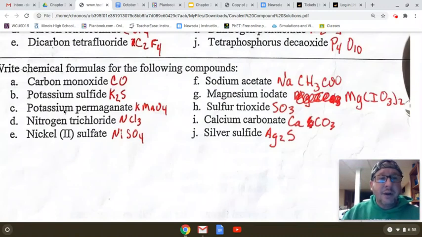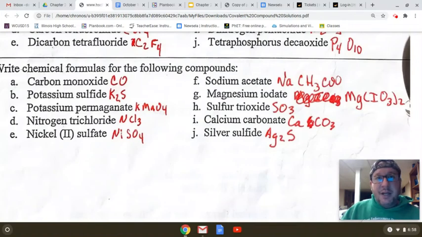C, potassium permanganate. Again, it's another metal and nonmetal, or I should say polyatomic ion. So potassium and permanganate. Again, permanganate is one of those polyatomic ions that you just need to put on flashcards. Potassium has a +1, permanganate has a -1, and so you don't have any subscripts on either one. KMnO4.